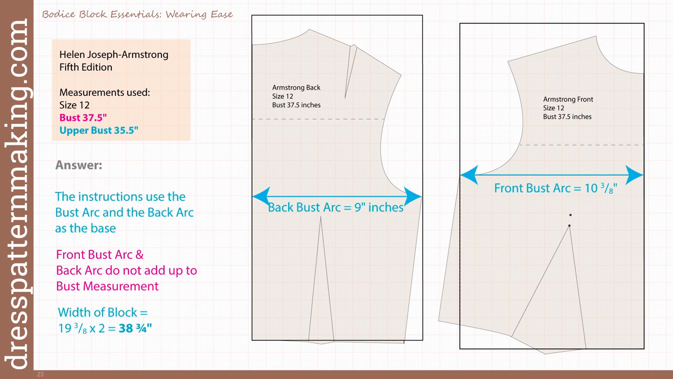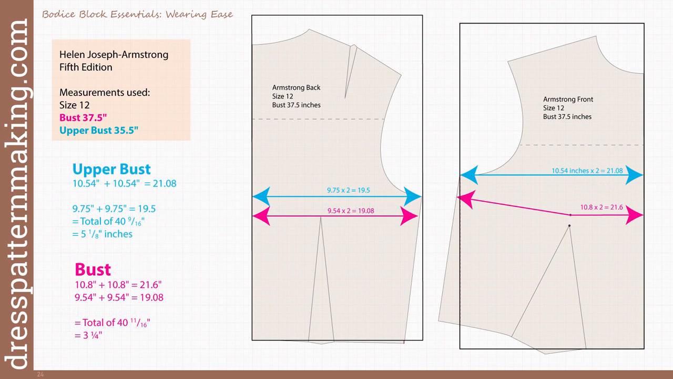The instructions said to use the bust arc measurement and the back arc measurement. I took those measurements from the measurement chart in the book for that size. But the front bust arc and the back arc do not add up to the bust measurement. The width of the block starts out as 38 3/4 inches, not the bust measurement of 37 1/2 inches. So you may think, like I did, well, that was just a mistake in the textbook.